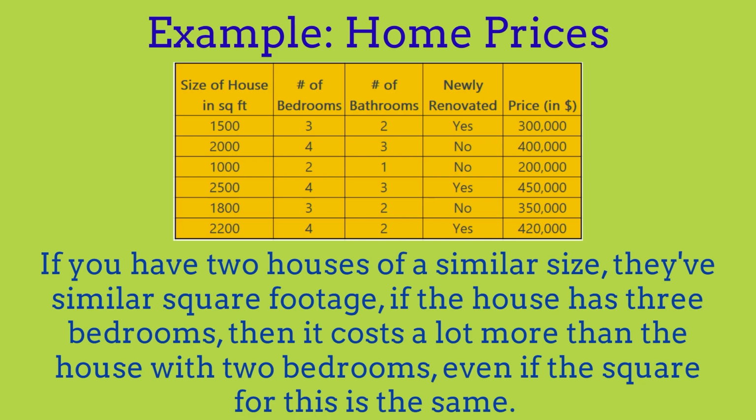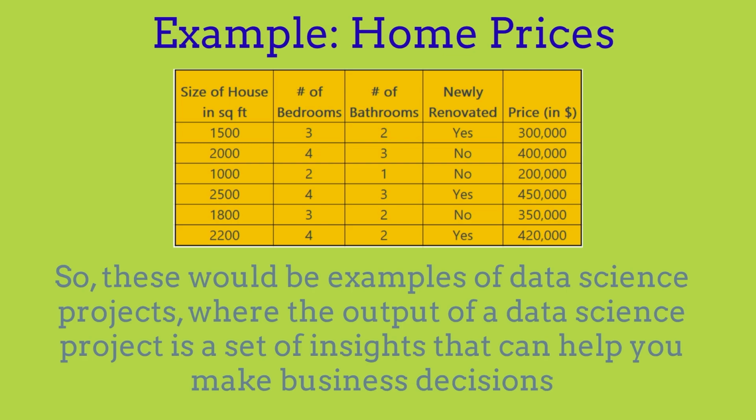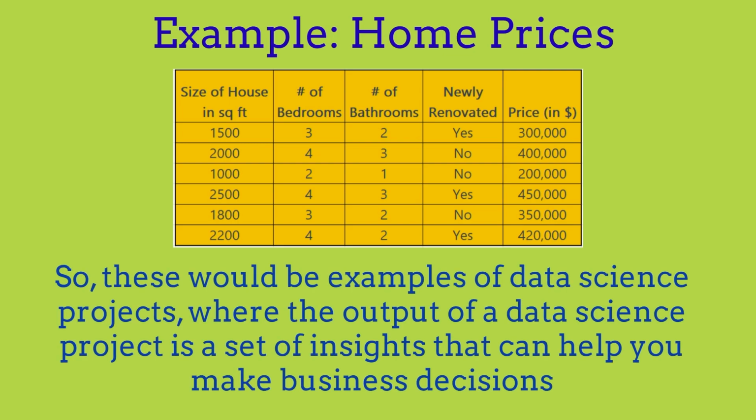For example, if you have two houses that are a similar size, meaning they have a similar square footage, and one house has 3 bedrooms, it might cost a lot more than a house that has 2 bedrooms, even if the square footage is exactly the same. So if you have 1800 square feet, maybe one house has 3 bedrooms and another might have 4 or maybe 2. This is what data scientists usually do. They look at all the data and then they tell you what the best price range is. These would be examples of data science projects because the output of a data science project is a set of insights that can help you make the best decisions.